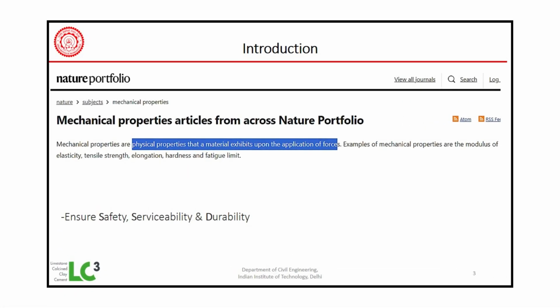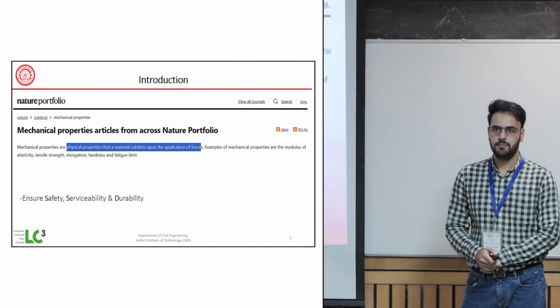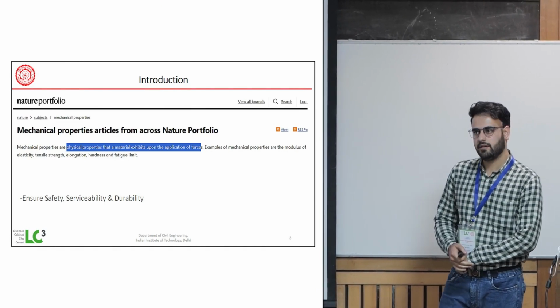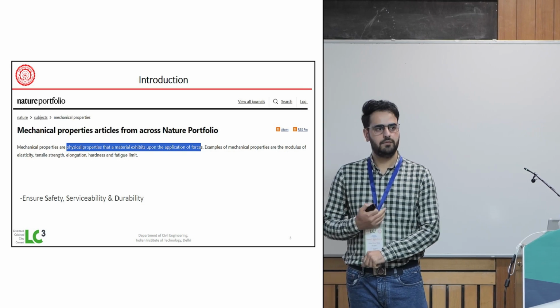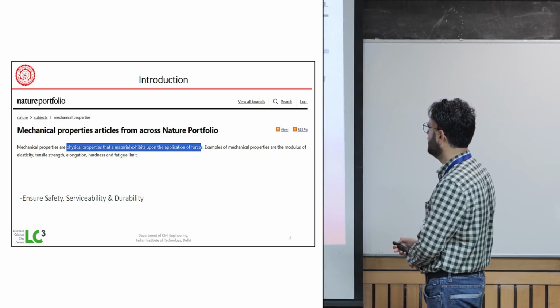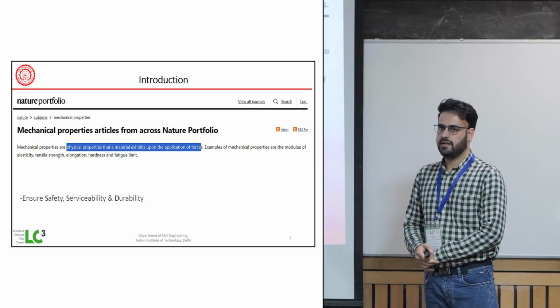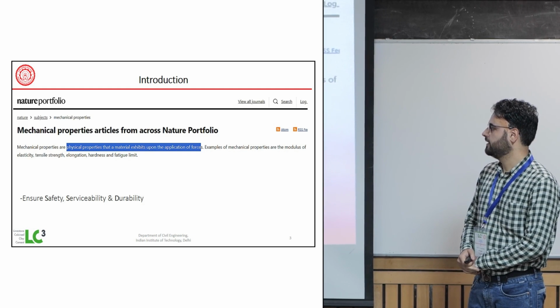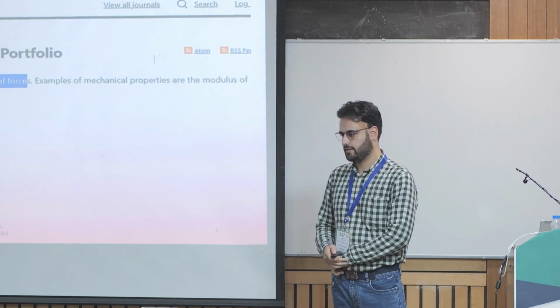So now starting with the introduction, what are the mechanical properties? Mechanical properties are the physical entities that a material exhibits upon the application of forces. This essentially means whenever a structure or any structural member is subjected to any kind of loading, what will be its response, how it will deform, how it will bend. Examples of the mechanical properties are modulus of elasticity, tensile strength, elongation, hardness and fatigue limit. So what happens when we know the mechanical properties of concrete? We are able to ensure the safety, the serviceability and the durability of our structures.